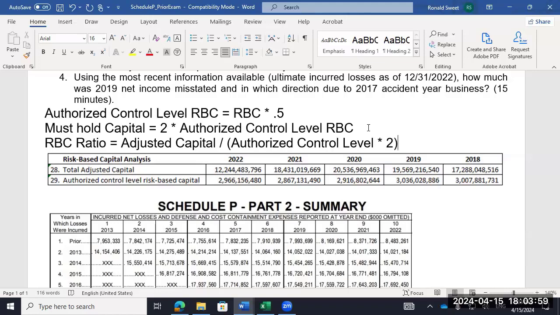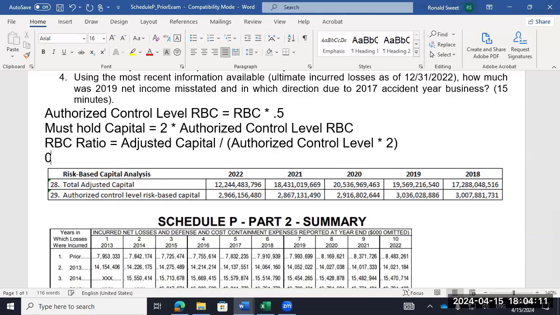So let's say you're starting on a new job at an insurance company and they say, hey, how does our RBC look versus other companies? You'll know to make that adjustment and you can get that in numbers pretty quickly. So for, let's take 2020, RBC ratio, it's just going to equal 20,537,000,000, I'm going to round, divided by 2917 times 2. And it'd probably be like 500% or 400% or something. And you just put that in. So real simple question. I just want to make sure you're aware of that adjustment that they make.